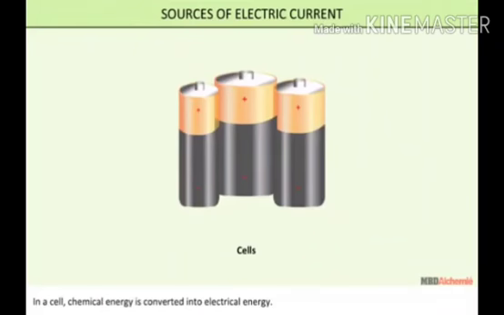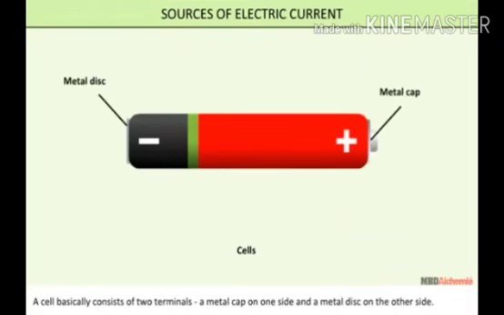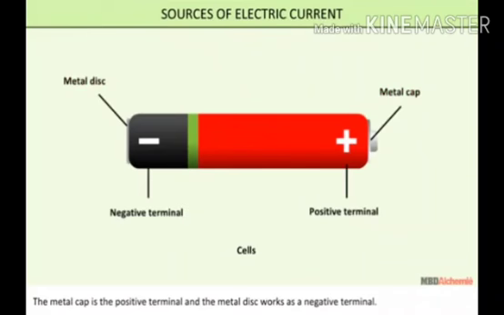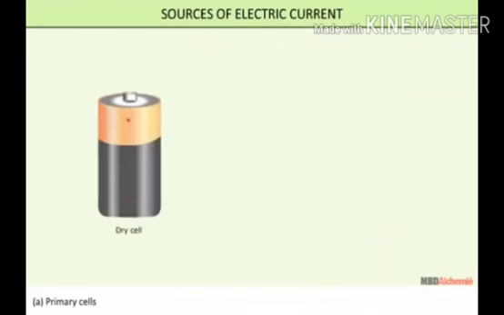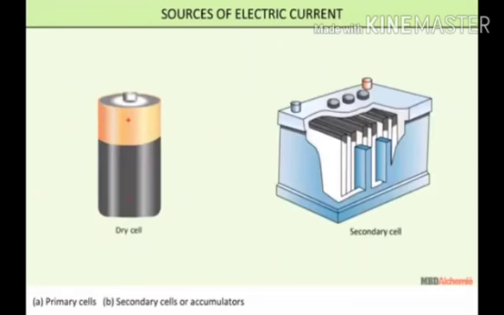In a cell, chemical energy is converted into electrical energy. A cell basically consists of two terminals, a metal cap on one side and a metal disc on the other side. The metal cap is the positive terminal and the metal disc works as the negative terminal. The chemicals stored in the cell produce electricity. Cells are of two kinds: primary cells and secondary cells or accumulators.